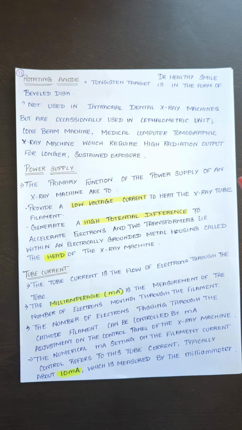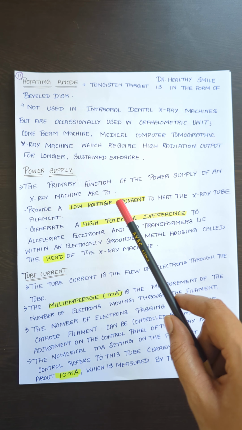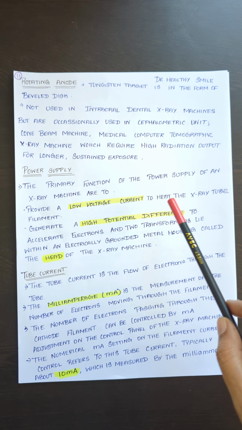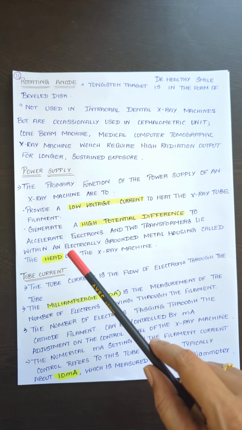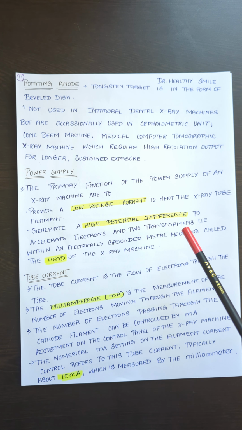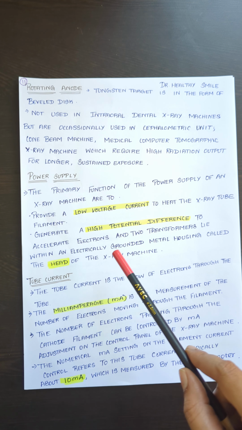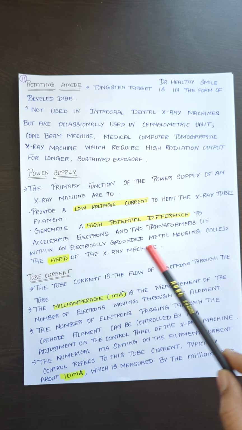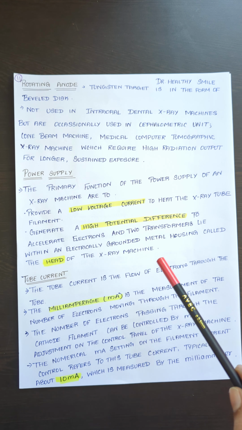The primary functions of the power supply of an X-ray machine are to provide a low voltage current to heat the X-ray tube filament, and to generate a high potential difference to accelerate electrons. Two transformers lie within the electrically grounded metal housing called the head of the X-ray machine.